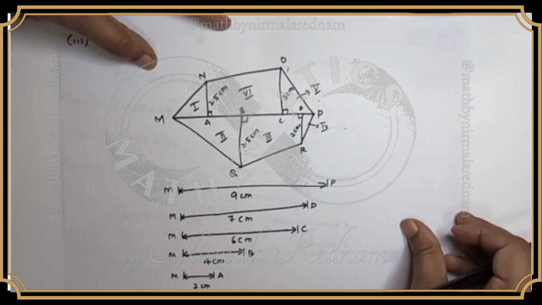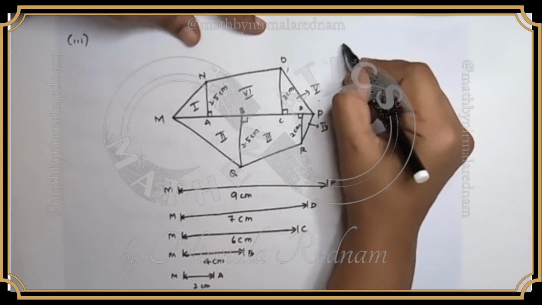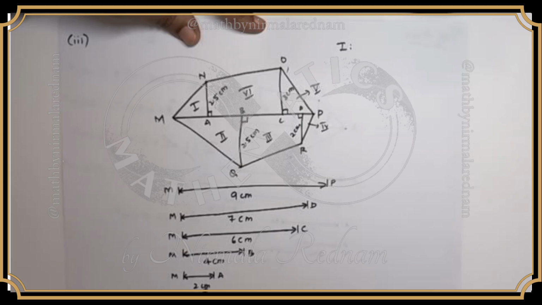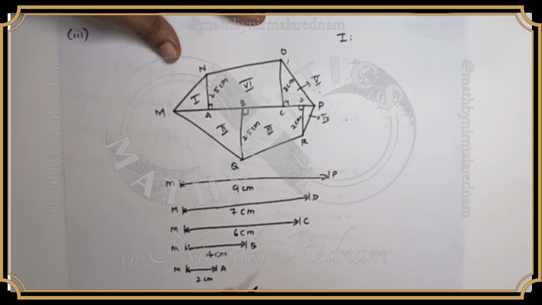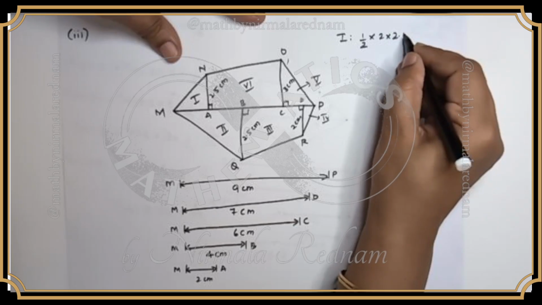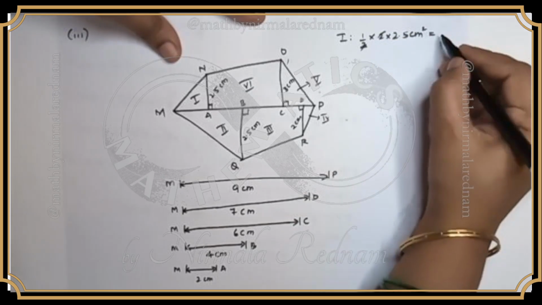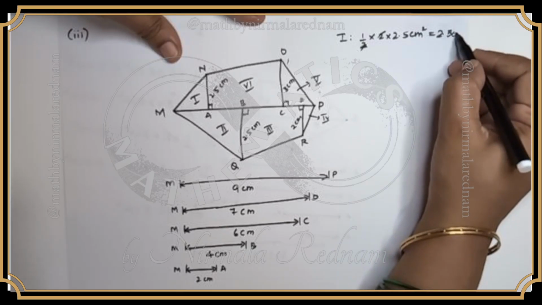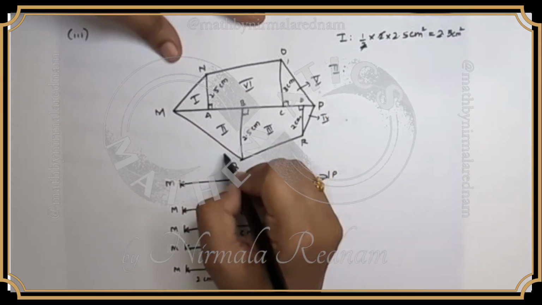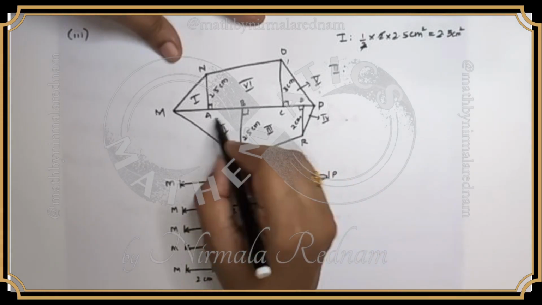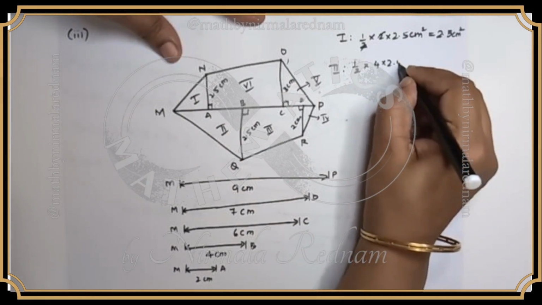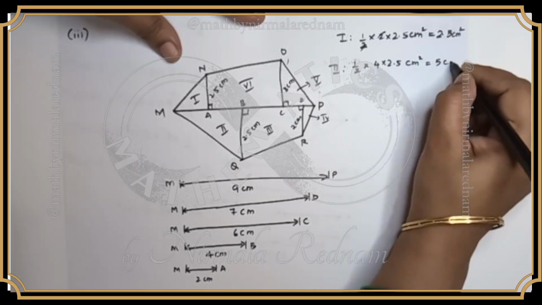So again, area of a triangle is half base into height and area of a trapezium is half h into (a plus b). Let's look at this one. Half into base, MA is given as 2 centimeters, right? MA is 2 centimeters. So half into base into height is 2.5, right? So this is nothing but 2.5 square centimeters, right? If I look at the second part, again this is a right angle triangle and I have base MB 4 centimeters and height is 2.5. This is nothing but 5 square centimeters.